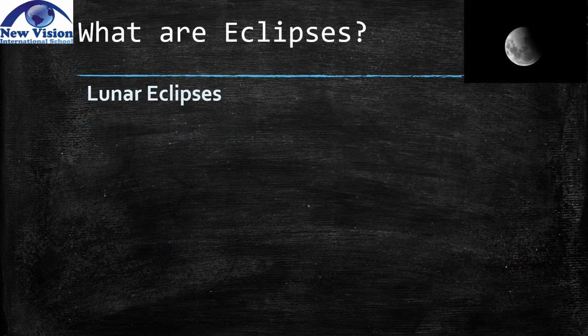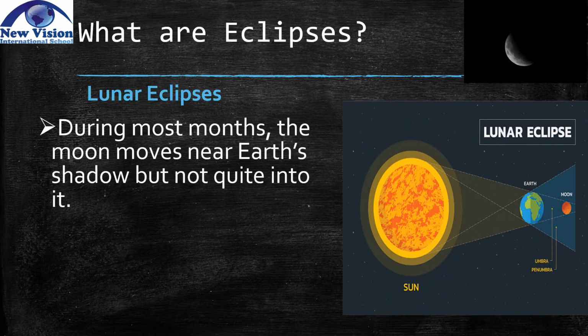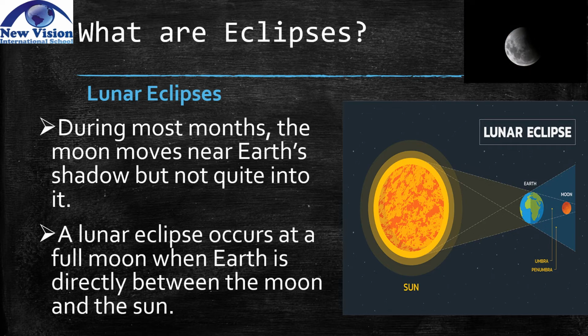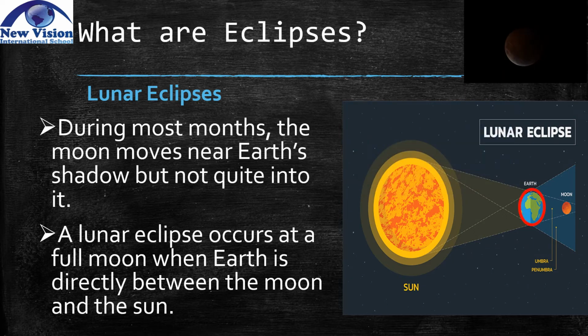Next is lunar eclipses. During most months, the moon moves near Earth's shadow but not quite into it. A lunar eclipse occurs at a full moon when Earth is directly between the moon and the sun.